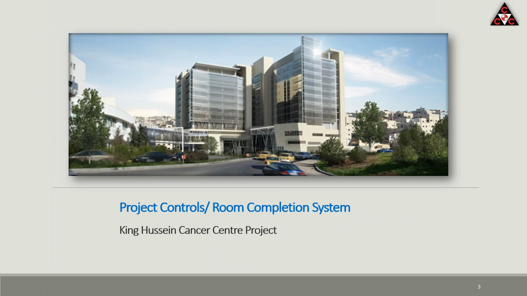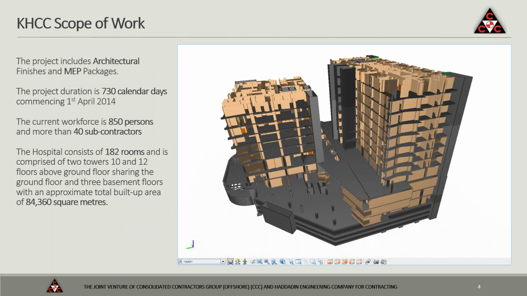The project is a hospital in Jordan. It includes building the structure itself, architectural finishes and MEP packages: mechanical, electrical, and equipment. The project duration was 730 days, commencing 1st of April 2014. The current workforce, that was last year, was 850 persons and more than 40 subcontractors, so the coordination was a challenge. And most of it is in the architectural and MEP packages.